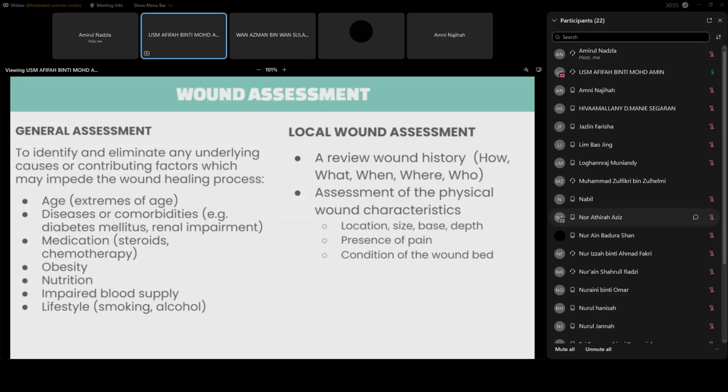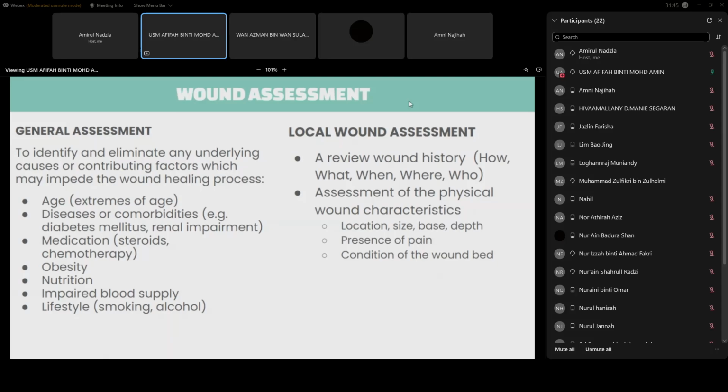The next is the wound assessment. When a patient comes with a wound, we have to do wound assessment, which includes general and also local wound assessment. So general assessment is to identify and eliminate any underlying causes or contributing factors which may impede the wound healing process. For example, if the patient is in extremes of age, has underlying disease or comorbidities that may impair the healing process, such as diabetes mellitus and renal impairment. Any use of medication such as steroids, or if the patient is on chemotherapy, obesity, any lack of nutrition, any impaired blood supply, and also any lifestyle that may lead to poor wound healing, which includes smoking and alcohol.